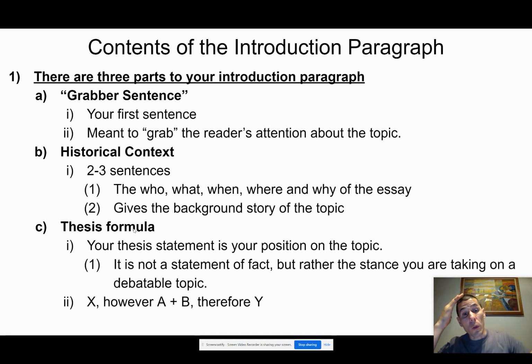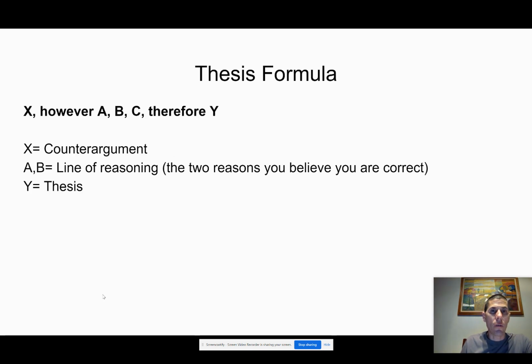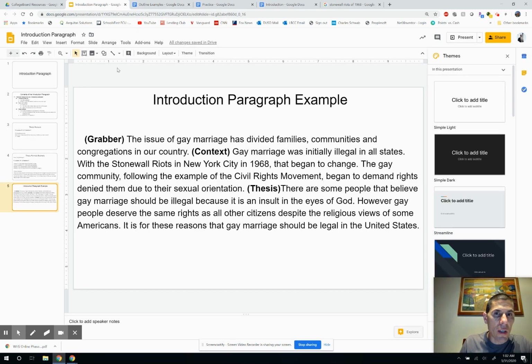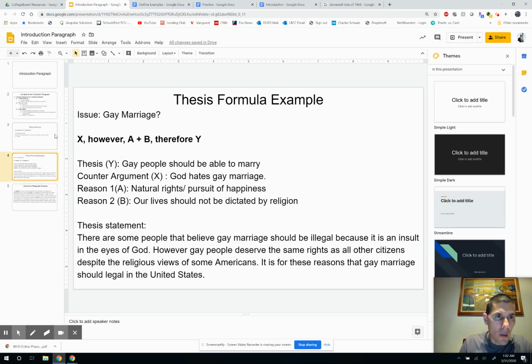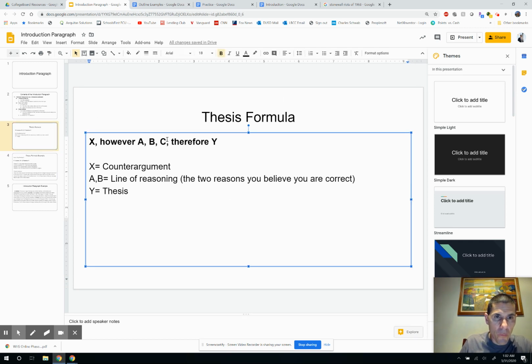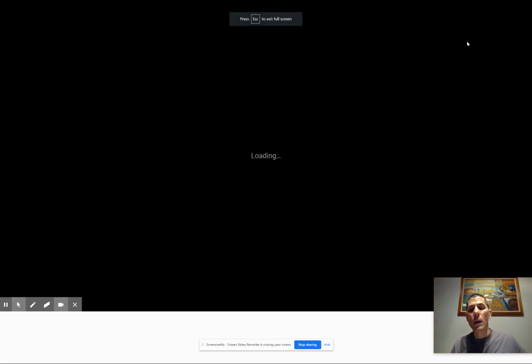Now, your thesis formula. Okay, I want you to understand this. I've already explained that your thesis must be a debatable position, but there's a formula we follow. And the way to look at that is X, however, A, B. Oops, I want to get rid of C. I don't want that there. I used to give 3 reasons. I don't do that anymore. Now I only give 2. I'll explain why. Okay, so sorry about that, guys. I should have caught that before starting this.